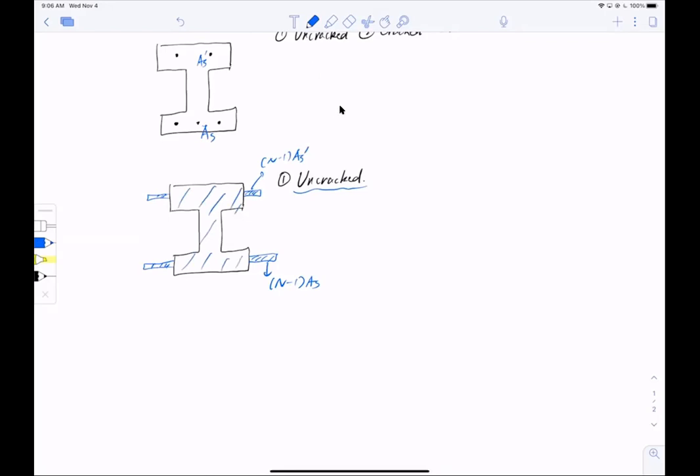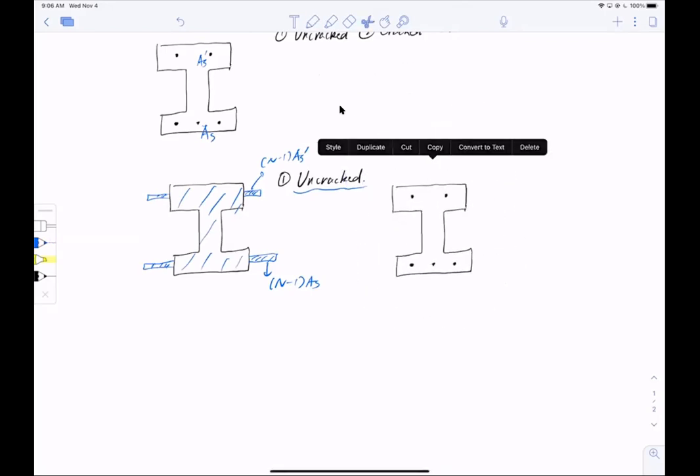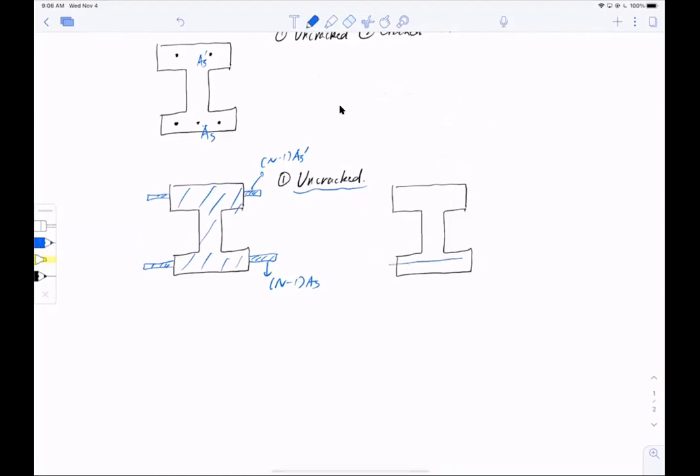So if it's cracked, then you have a different scenario. You have to find the neutral axis first, but before you do that, you take this out. Now this at the bottom, since it's cracked, will be n As, and this tiny wing on the top will be (n minus 1) As prime, and then the neutral axis will be sitting here. So you only have to consider the shaded area like this for your moment of inertia.